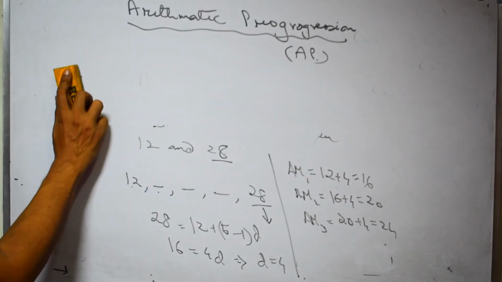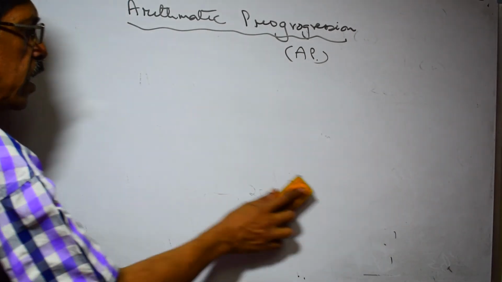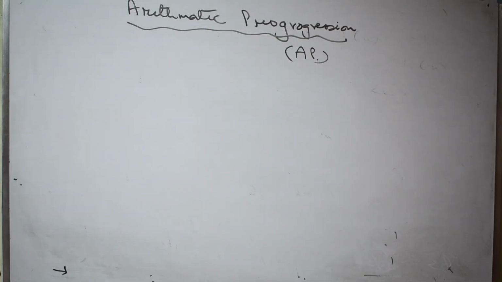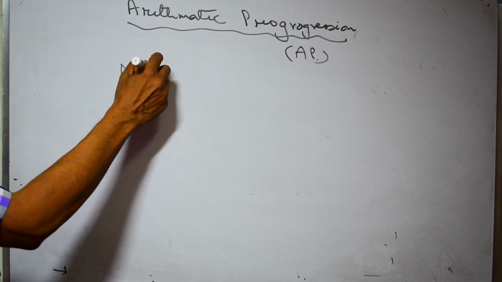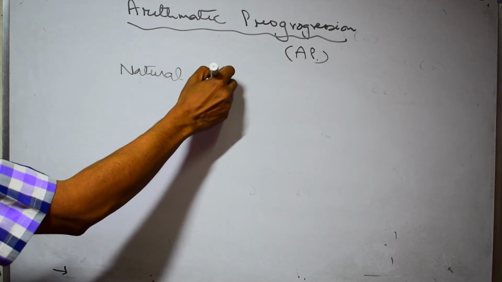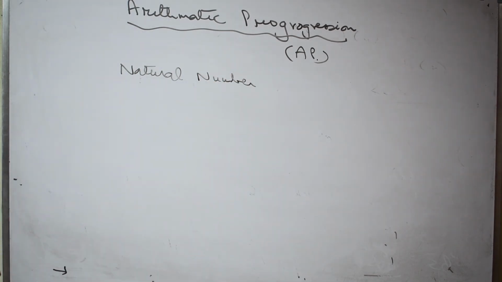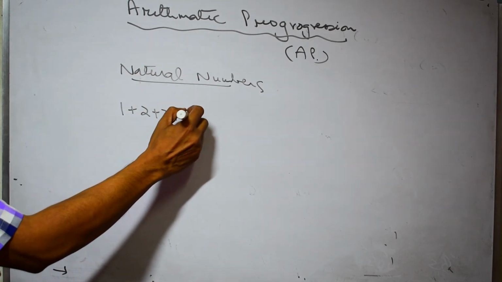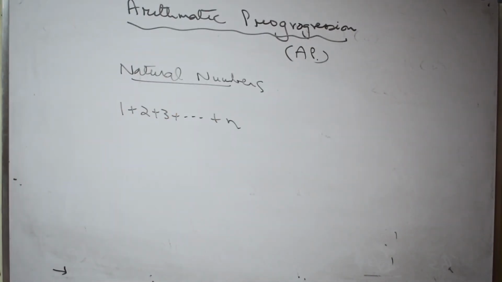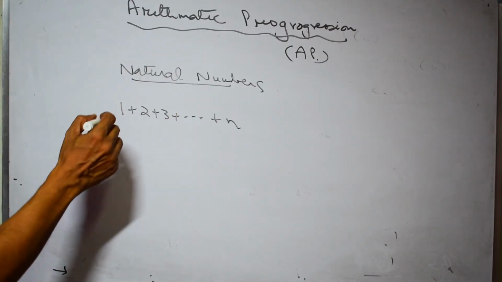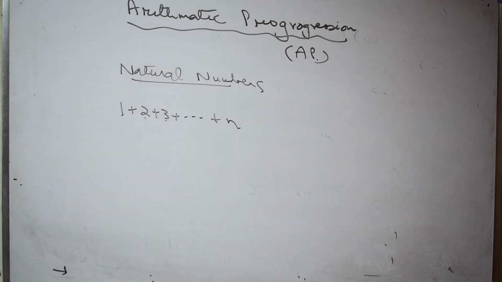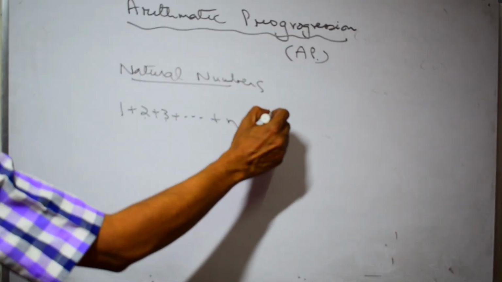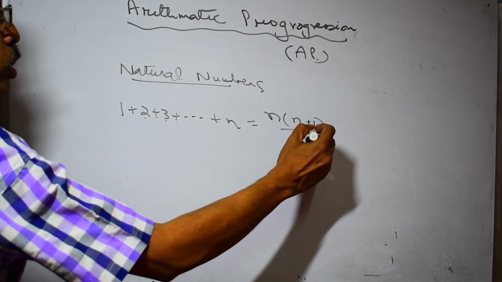But we have one more idea in arithmetic progression, that is the series. We have 3 types of series. These are natural numbers. All natural numbers are in AP, but not all series are AP. Like if I take natural numbers 1 plus 2 plus 3 plus up to n, this series is not exactly AP, although it is AP because the common difference is 1. But we have a formula we can use. The sum of 1 to n will be n into n plus 1 by 2.